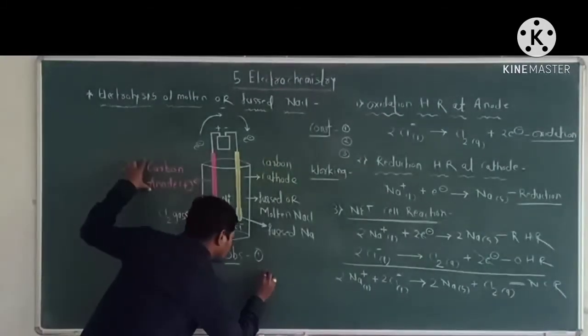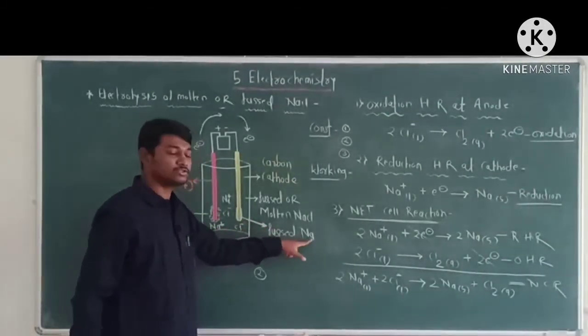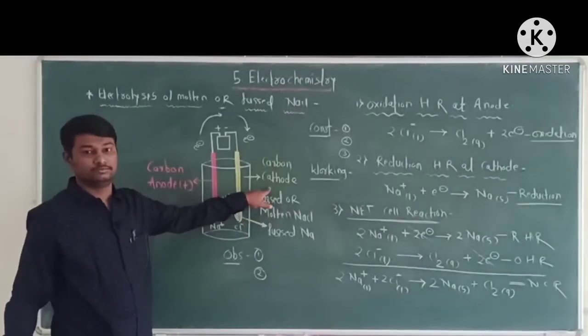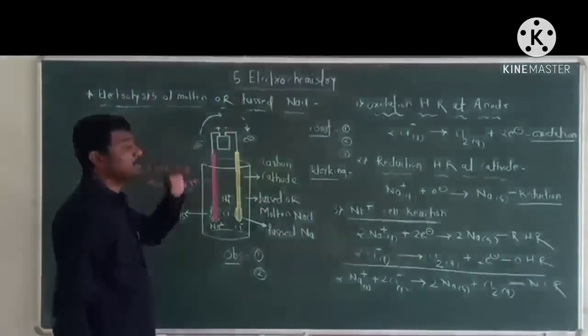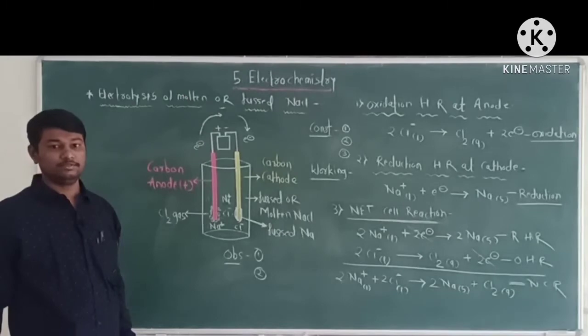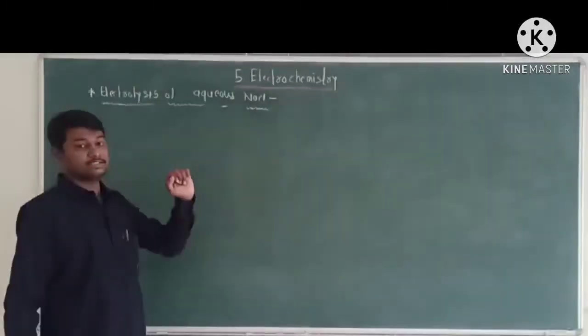And second observation, the metallic sodium or fused sodium is formed at the cathode. Okay, this is the observation of electrolysis of molten or fused NaCl. Okay, the next point is the electrolysis of aqueous NaCl.